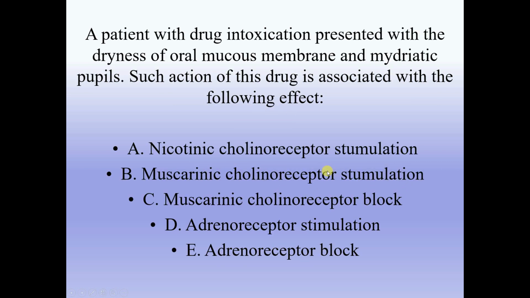A patient with drug intoxication presented with dryness of oral mucous membrane and mydriatic pupils. Such action of this drug is associated with the following effect. The mentioned manifestations, which are dryness of oral mucous membrane and mydriatic pupils, are pointing that the correct answer will be muscarinic cholinoreceptor block.